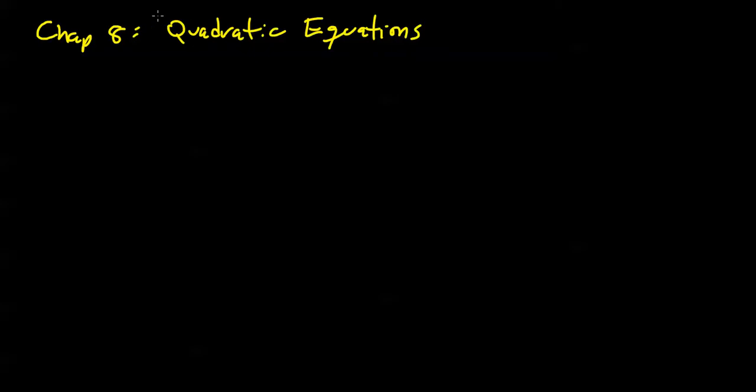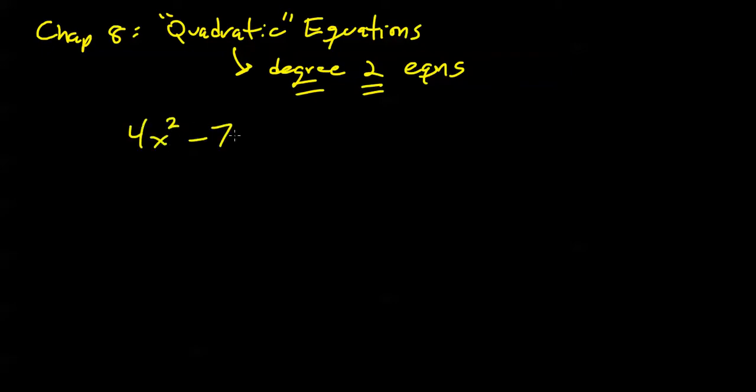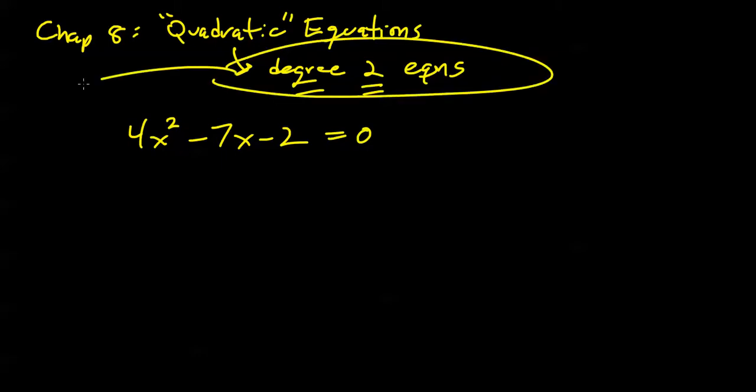Now, quadratic is a fancy name for degree 2 equations, which we've seen plenty of in the chapter on factoring. So when you think quadratic, think degree 2 equations. For example, 4x squared minus 7x minus 2 equals 0. That is a degree 2 equation.